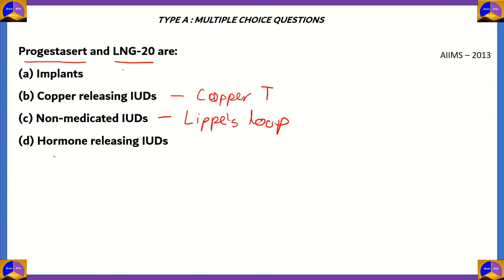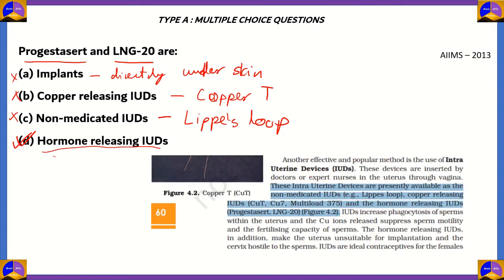And when you look at implants, these are basically hormones which are primarily made up of estrogen and progesterone. They're synthetic forms of it, and they are implanted directly under the skin. So the right answer here is option D, hormone-releasing IUDs. Progestasert and LNG20 are examples of hormone-releasing intrauterine devices.